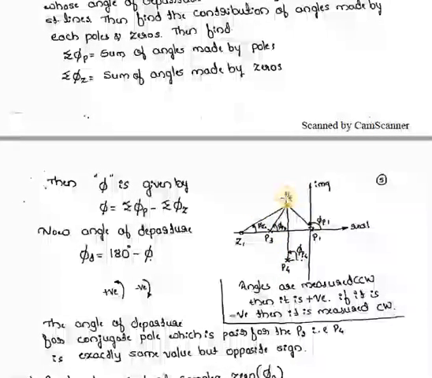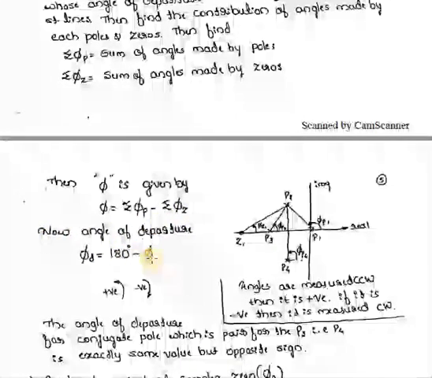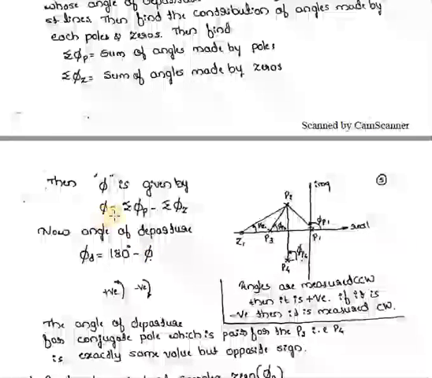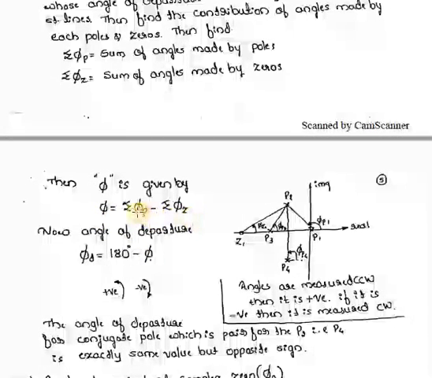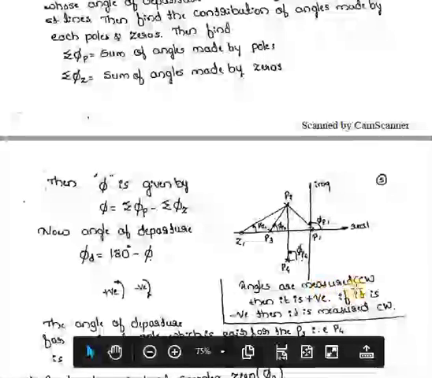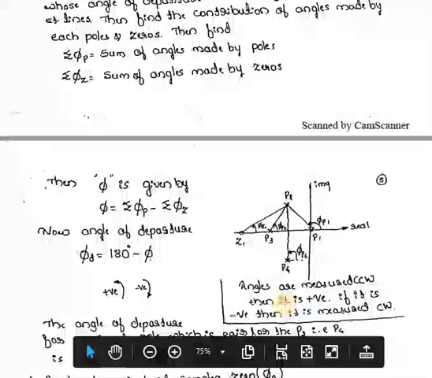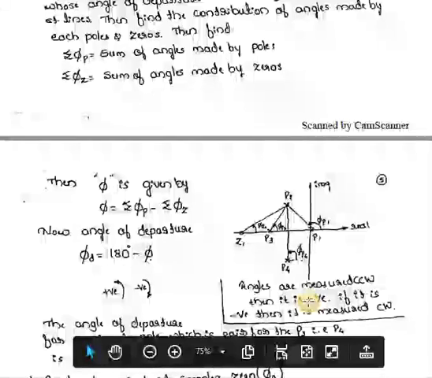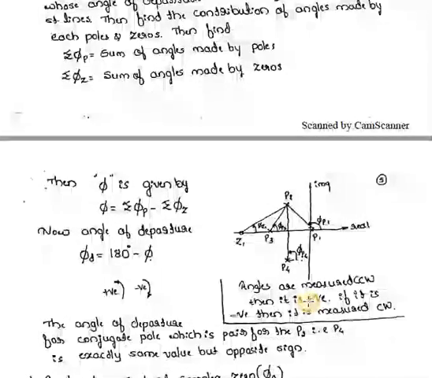From that you need to find out the values of phi p and phi z. Then phi is given by summation of phi p minus phi z. Then the angle of departure phi d is given by 180 degrees minus phi. Okay. So this phi is summation of phi p minus phi z. So these angles of poles and angles of zeros you will get by joining all the poles and zeros to any one of the complex poles or zeros. Angles must be measured in the counterclockwise direction, then it is a positive value. If it is negative, then it is measured in the clockwise direction.